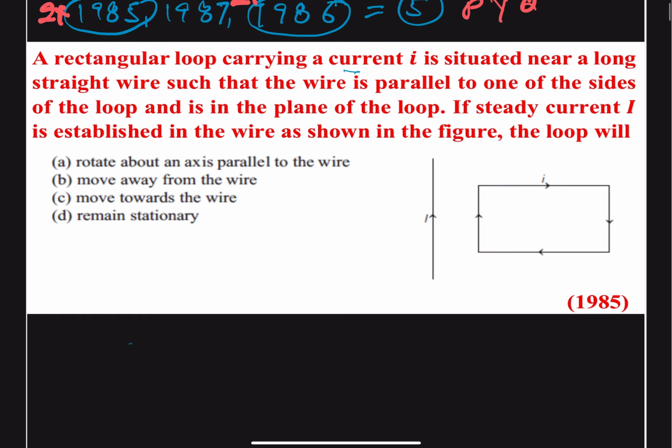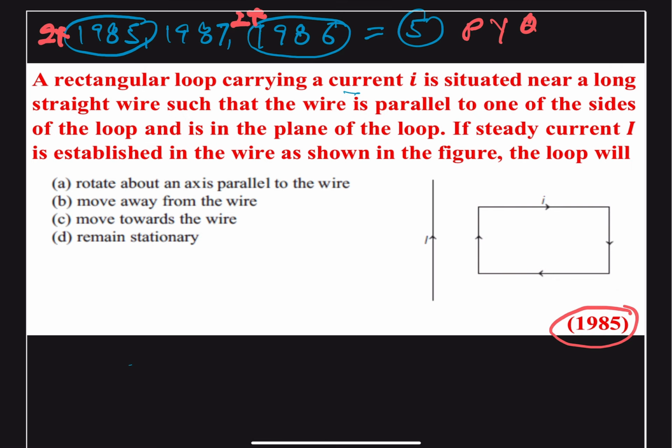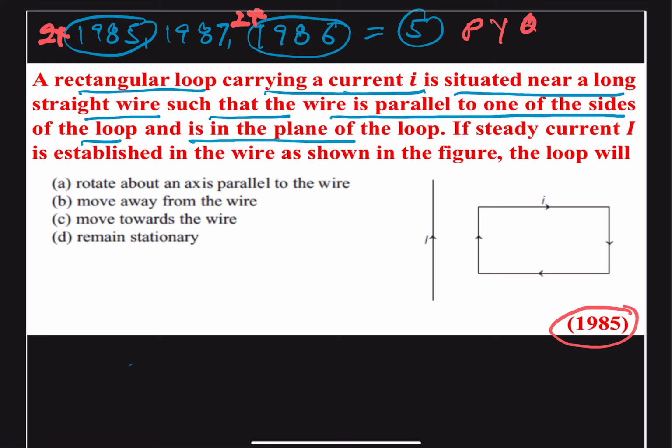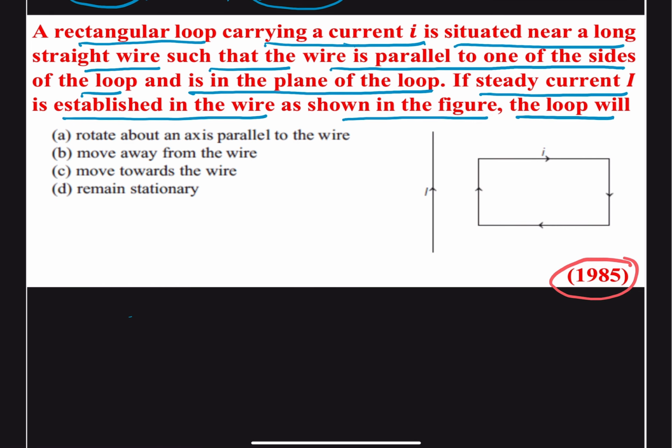So the first one is from 1985, and in this question it is asked that a rectangular loop carrying a current I is situated near a long straight wire such that the wire is parallel to one of the sides of the loop and is in the plane of the loop. If a steady current I is established in the wire as shown in the figure, the loop will be. So basically we have to find out how the loop, which is carrying a current small I, is going to behave in the presence of a wire which is carrying a current capital I.